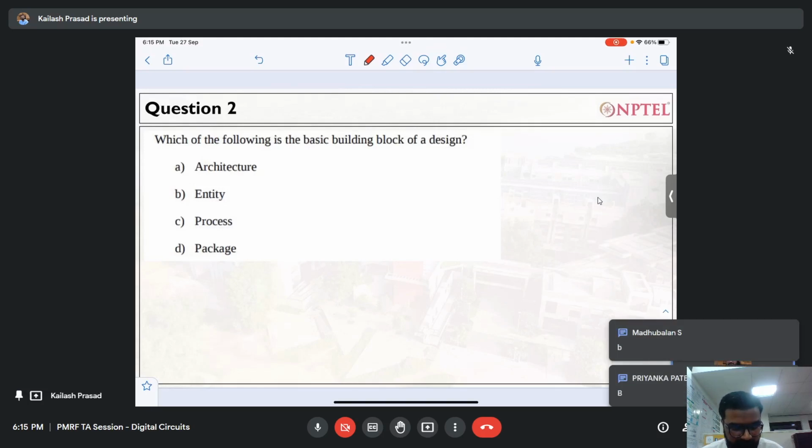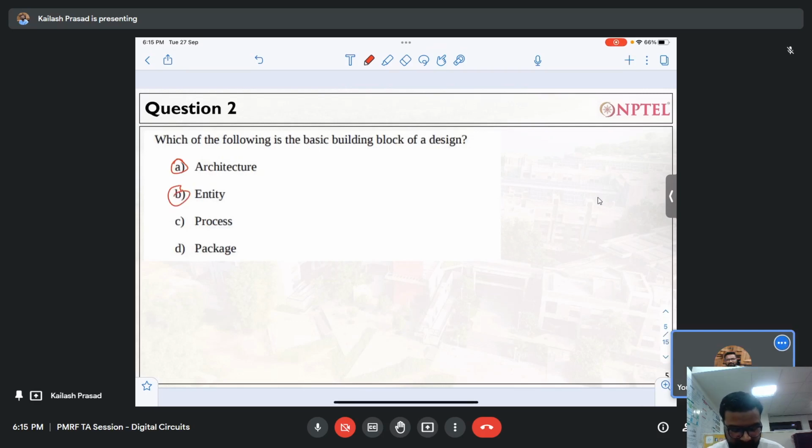Okay, B. I have two students who are saying B. Entity. So I have two options now: architecture or entity. Anybody else? Okay, Khalil is also saying B. So, see, the basic building block is actually entity.